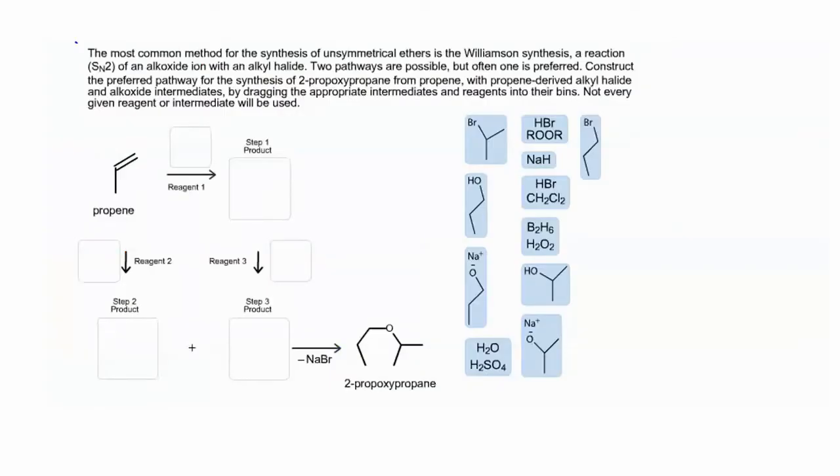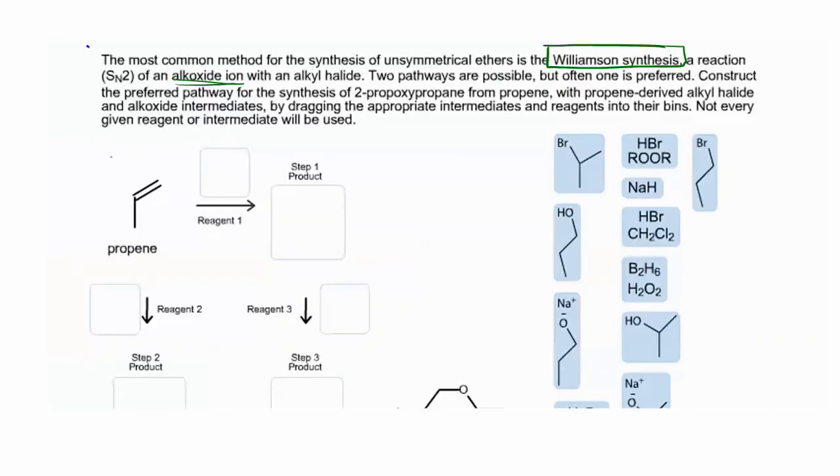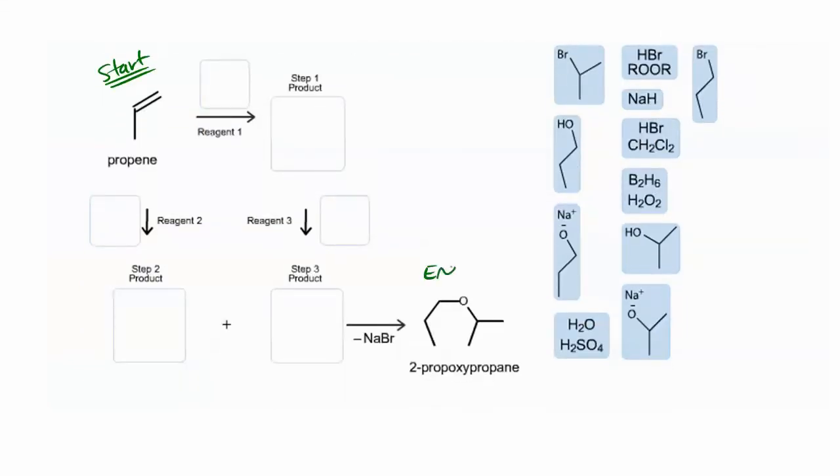So we're looking at this problem. The most common method for the synthesis of unsymmetrical ethers is the Williamson synthesis, an SN2 reaction of an alkoxide ion with an alkyl halide. Two pathways are possible, but often one is preferred. Construct the preferred pathway for the synthesis of 2-propoxypropane from propene. So this is where we're starting from. This is where we're ending.